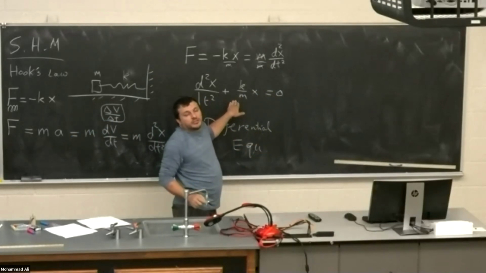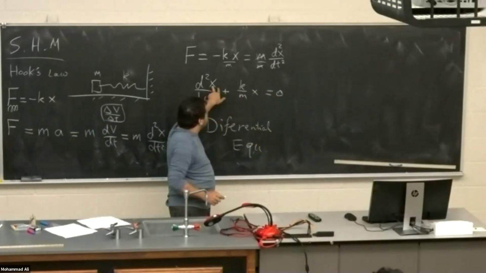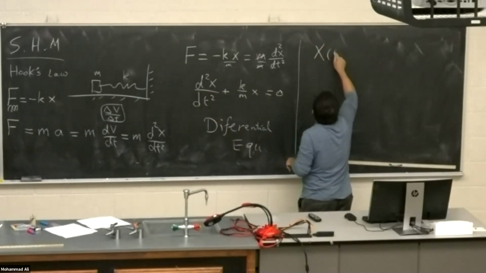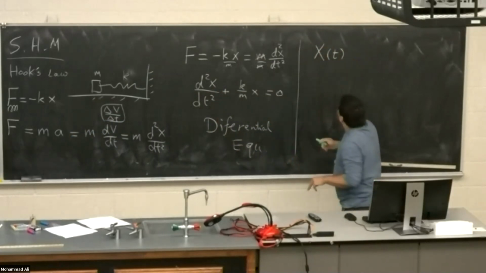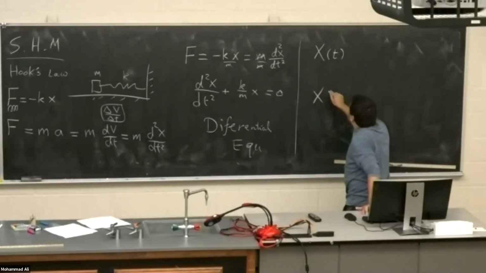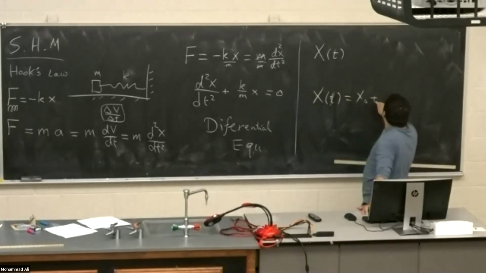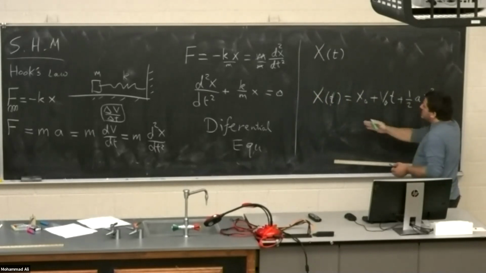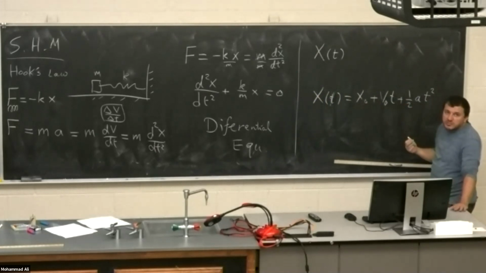This is the differential equation. It is solving x as a function of time. In our solution here, x as a function of time. We know how to write x as a function of time from before. For example, x as a function of time is equal to x naught plus v naught t plus 1 over 2 a t squared. This is x as a function of time. We talked about this previously.